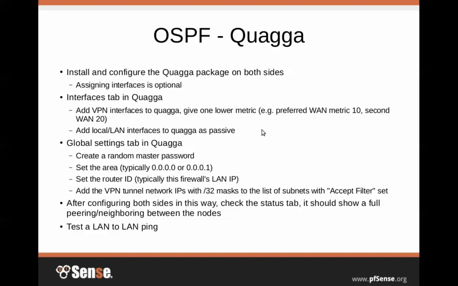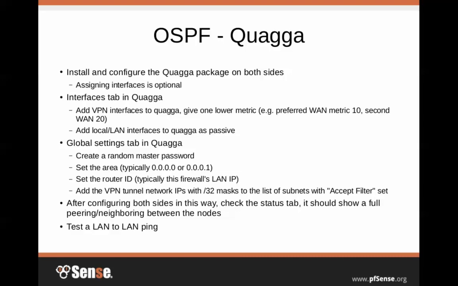And lastly, here's the setup in Quagga. It's pretty simple, actually. You don't have to assign the interfaces because the Quagga package knows about the OpenVPN interfaces internally. It doesn't need them assigned. After you install it from System Packages, it'll show up under the Services menu. You just go to Services and Quagga OSPF, and then you go to the Interfaces tab. And on there, you click plus and add your interfaces. You add each of your VPN interfaces and just type in a metric.